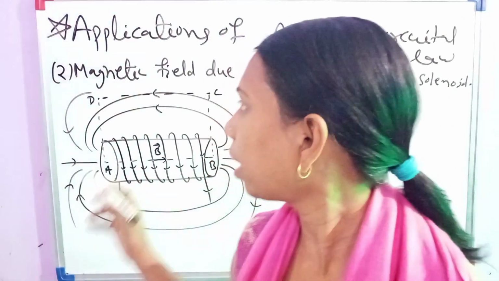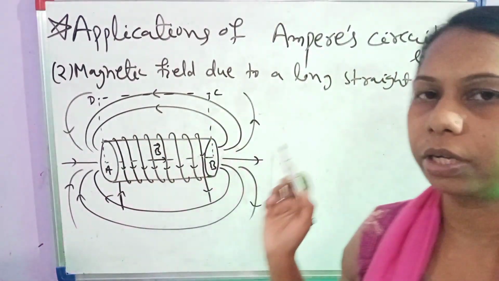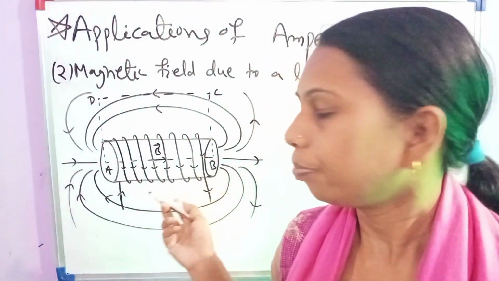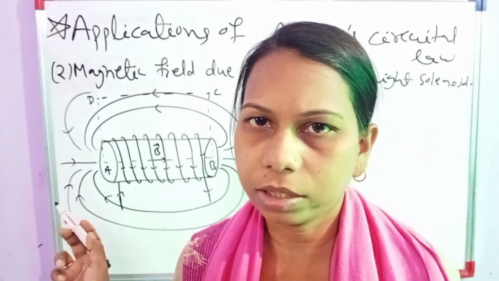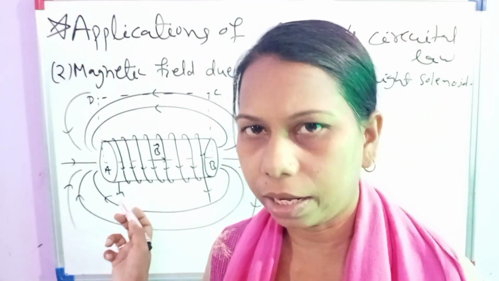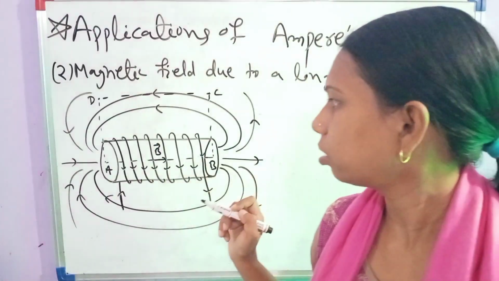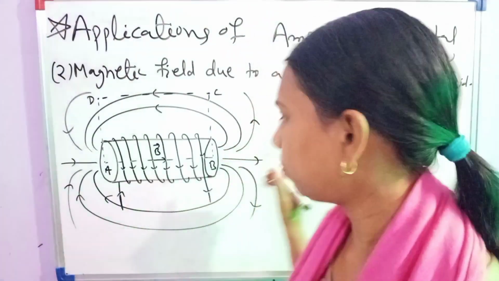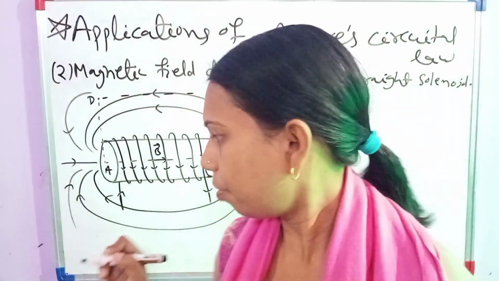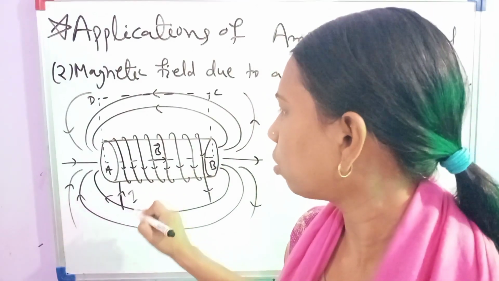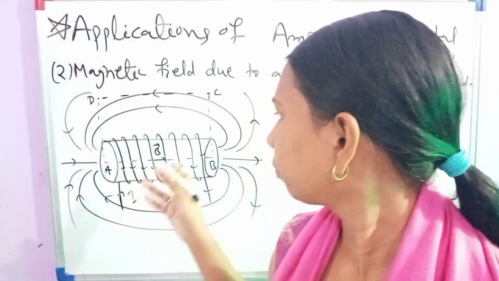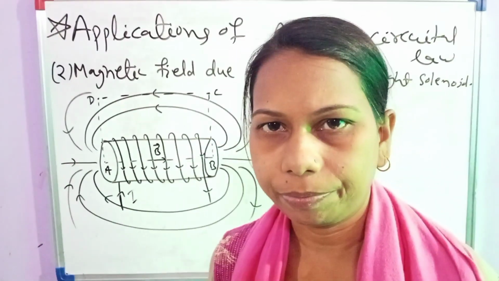Next application is magnetic field due to a long straight solenoid. You know that a solenoid is a tightly wound helical loop of insulated wire such that its length is large as compared to its diameter. Consider a solenoid having n number of turns per unit length. When current I flows through the solenoid, a magnetic field will be produced. The lines of magnetic force are as shown in the diagram.